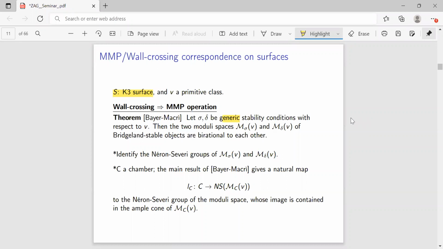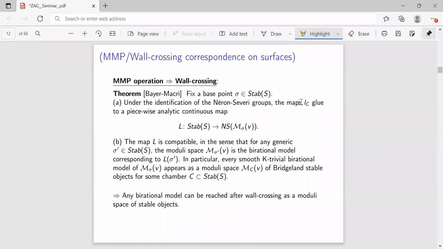Okay, then the next theorem, first of all, implies the other direction, from the right to the left, by gluing those maps ICs together. So you fix a stability condition here, and then under the identification of these Néron-Severi groups, these maps ICs could glue together to get this map L from the whole stability space to the Néron-Severi group of the moduli space of sigma stable objects.